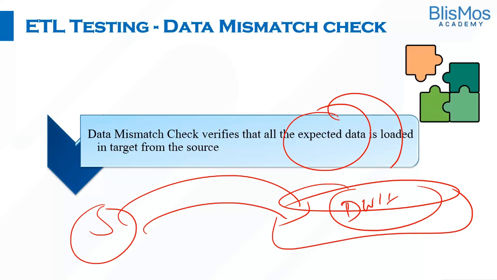As I already indicated in some of our previous videos, the data is moving from source to staging area, from staging area to data warehouse, from data warehouse to the data mart. And depending upon the project, the data will undergo some transformation. It is not guaranteed that the data, whichever has to move from source to data warehouse or the target, is loaded appropriately. We need to validate that. We need to check that. That is where data mismatch check comes into the picture.